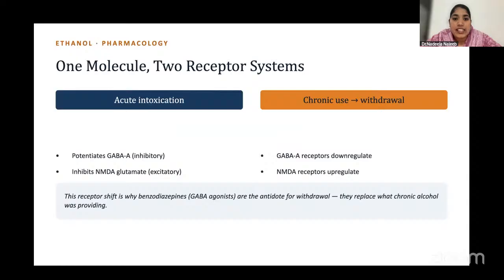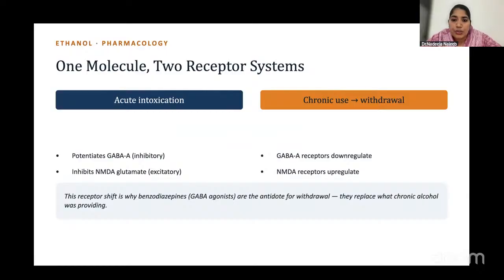Even though ethanol is a single molecule, it acts on two receptor systems. This is the mainstay of treatment, and this is what you have to understand regarding the management of ethanol toxicity. In acute intoxication, the ethanol molecule potentiates the inhibitory GABA receptors and inhibits the excitatory NMDA glutamate receptors. That is why during acute intoxication, most patients are sedated and have less activity.